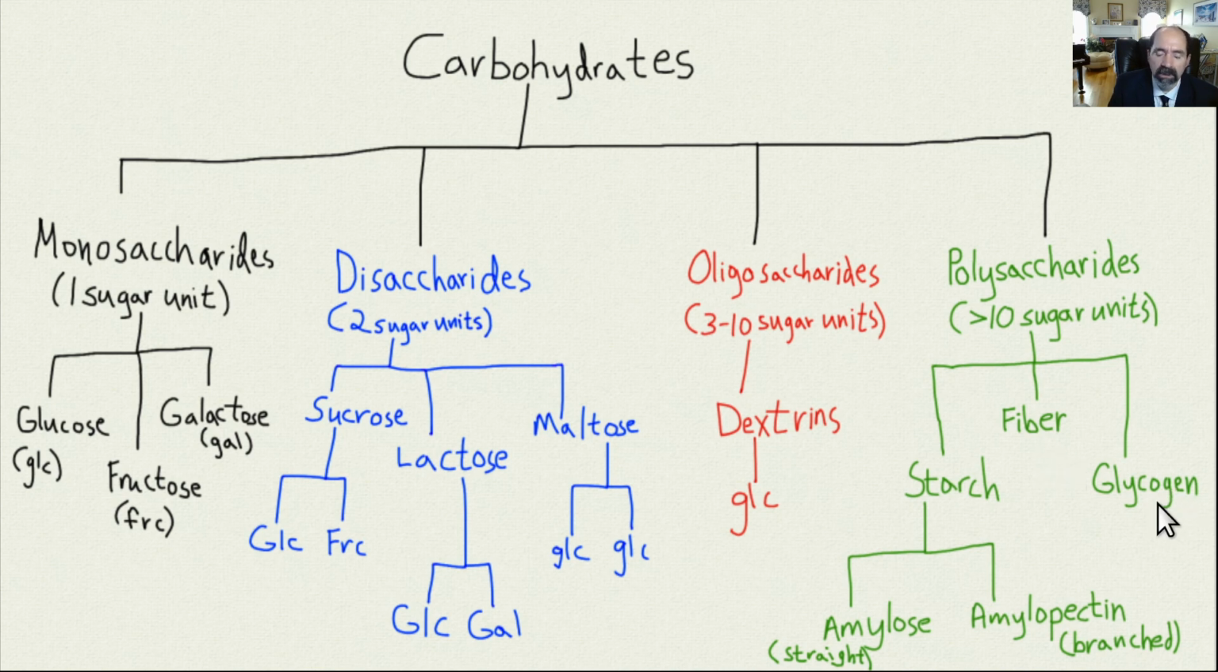Glycogen is how we store glucose in our body, and it's highly branched, and all the branches means that it can be broken down very quickly when necessary for energy in a fight or flight moment.